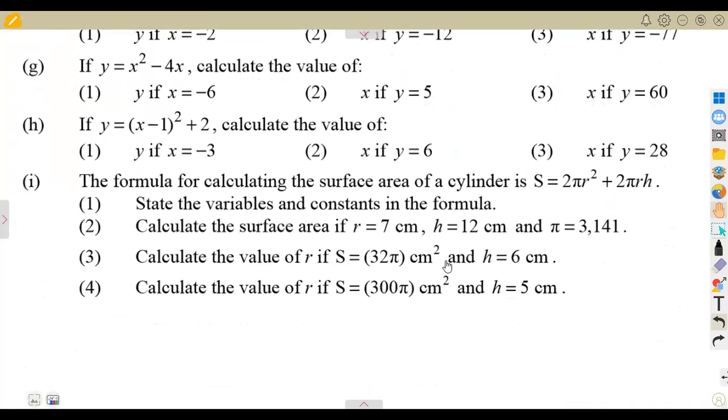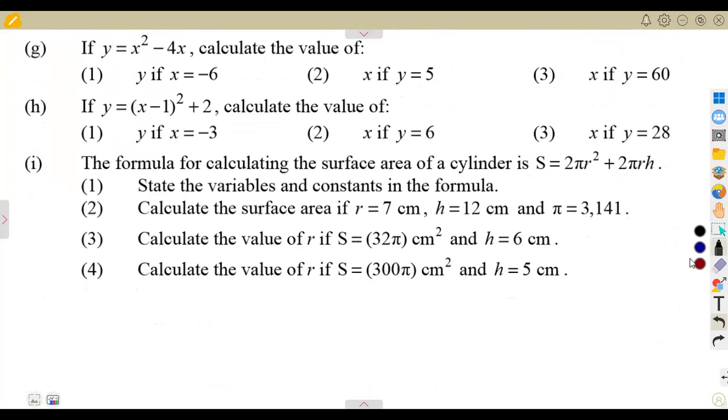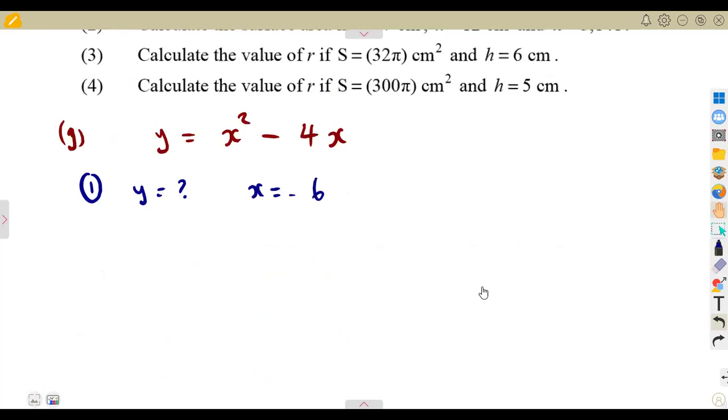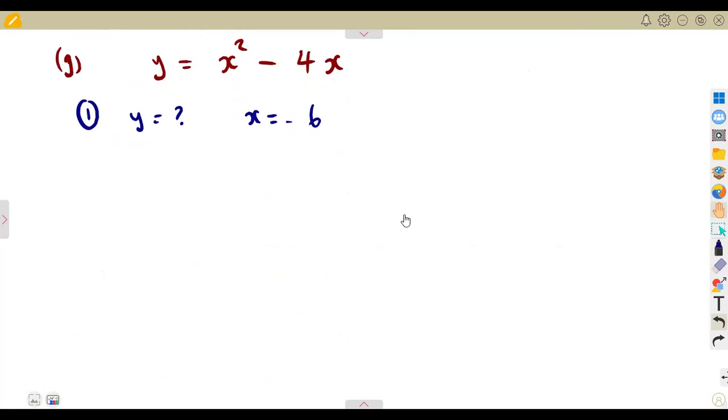All right, so I want us to check on this G. On G, we are given that y is equal to x squared minus 4x. Let us start with number 1. Calculate the value of y if x is equal to minus 6. So we are given the value of x, a negative 6. What is the value of y?